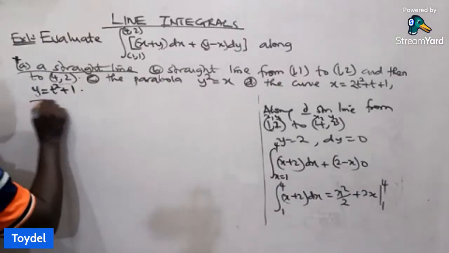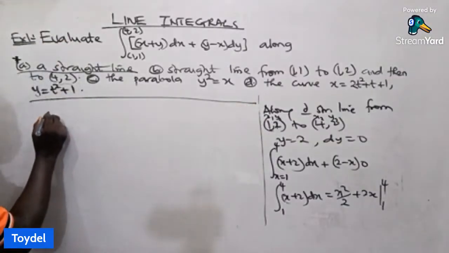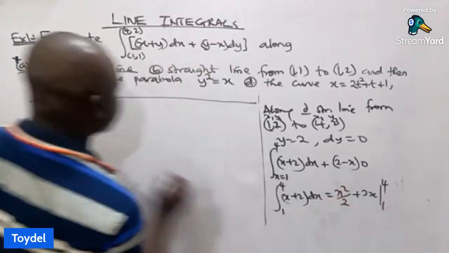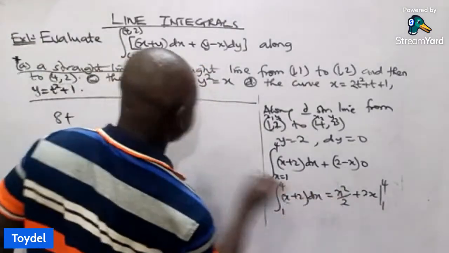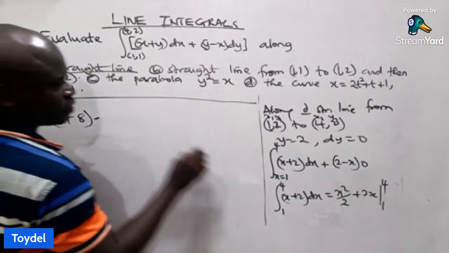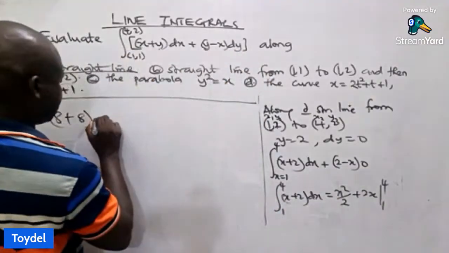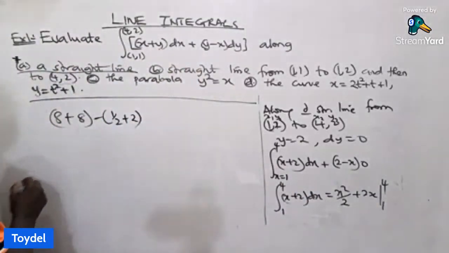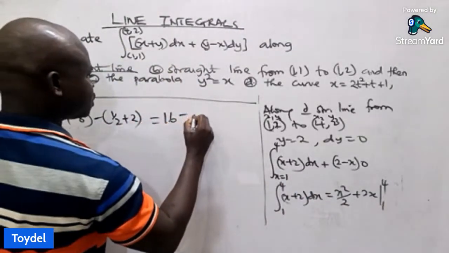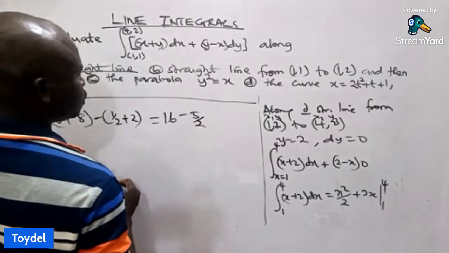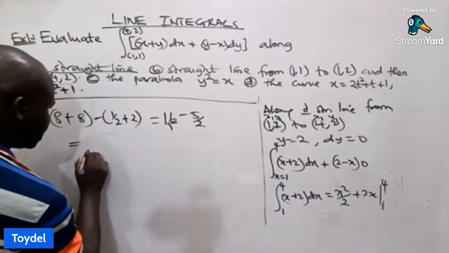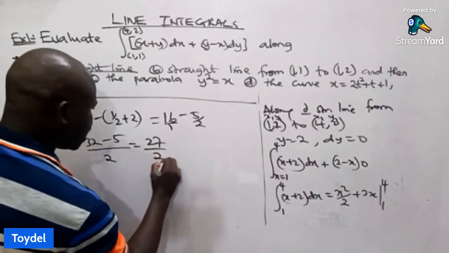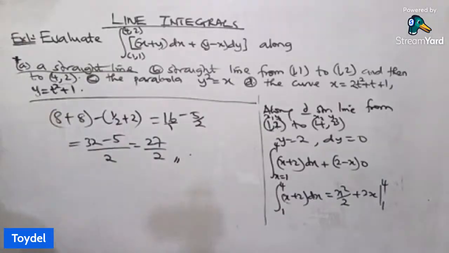So from there, when we substitute 4: 4 times 4 is 16, 16 divided by 2 is 8, plus 2 times 4 is 8, minus, when we substitute for 1, half, that will be minus half, plus 2. So here, we are going to have 16 minus 5 over 2. If we take the LCM, which is 2, that will be 32 minus 5, that will be 27, all over 2. That will be the evaluation of the second one.